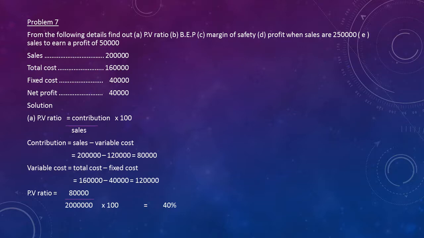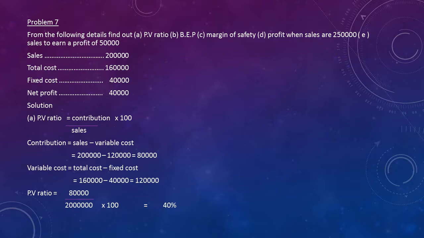Contribution is sales minus variable cost. 2 lakh is the sales and 1,20,000 is the variable cost. So contribution is 80,000. Now we can calculate PV ratio. Contribution divided by sales, 80,000 divided by 2 lakh into 100. It will give the answer 40 percentage. So that is the answer for the first question: PV ratio is 40 percentage.